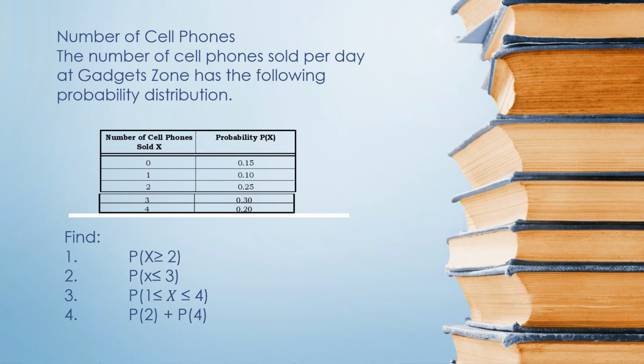So find the probability of X is greater than or equal to 2. Number 2, find the probability of X is less than or equal to 3. Number 3, the probability of X such that X is less than or equal to 4 but greater than or equal to 1. And number 4 is the sum of the probability of 2 and the probability of 4.